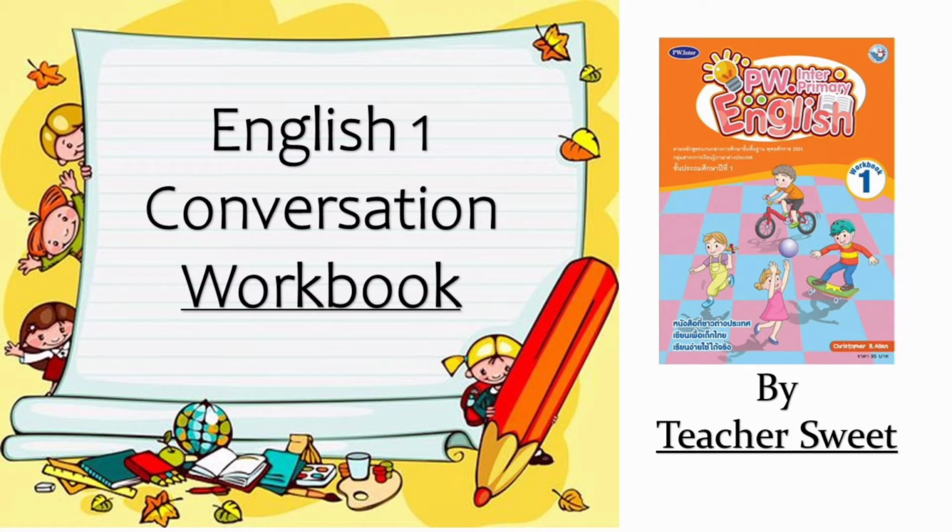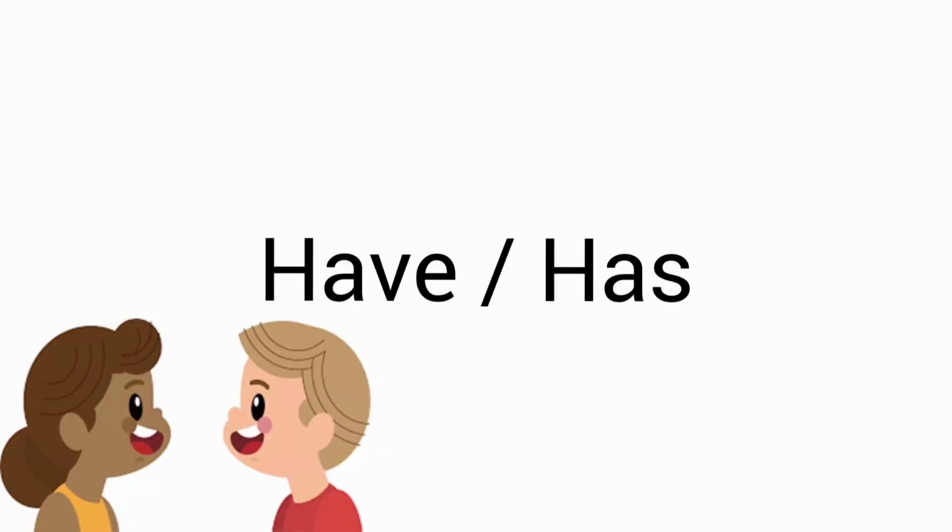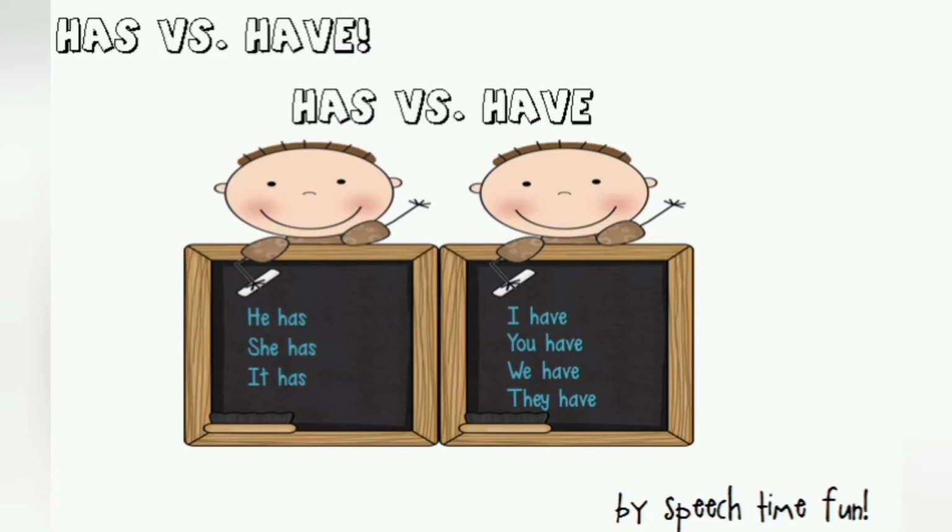Today, we are going to talk about the auxiliary verbs has and have. So these are our examples. Has is applicable for the subject pronouns he, she, and it. For example, he has, she has, it has. And have is applicable for I, you, we, and they. Example, I have, you have, we have, and they have.